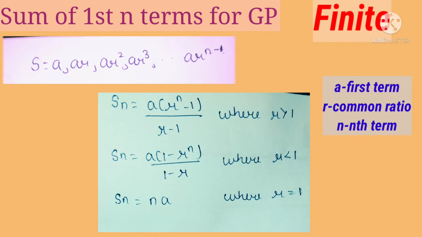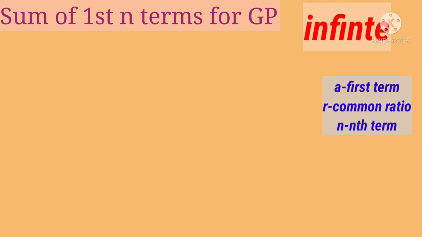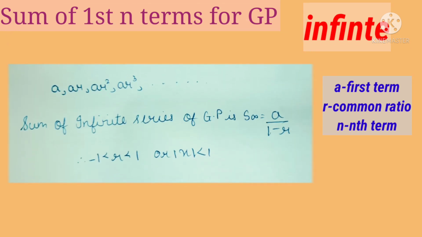Now for the infinite series, what will be the formula? Here also I have represented the general term, but the missing term is ar raised to n minus 1. We can see a plus ar square plus ar cube is there, but ar raised to n minus 1 is not, because it's an infinite series. Previously we learned the finite series formula. For this, the formula will be a divided by 1 minus r, in which r is less than 1. So the formula is different for the finite and infinite series. Now let's solve the examples so that the concept will be even clearer.